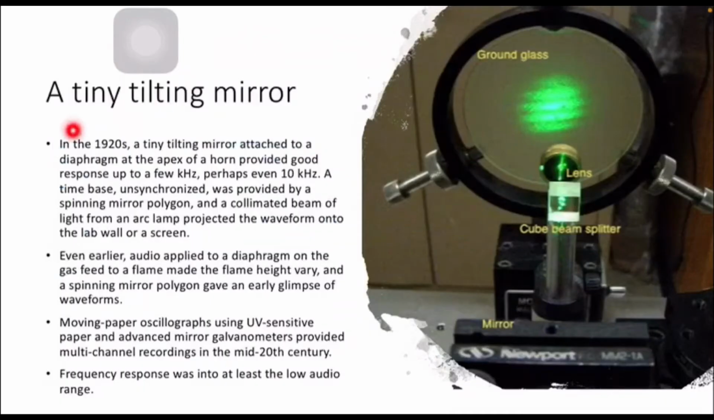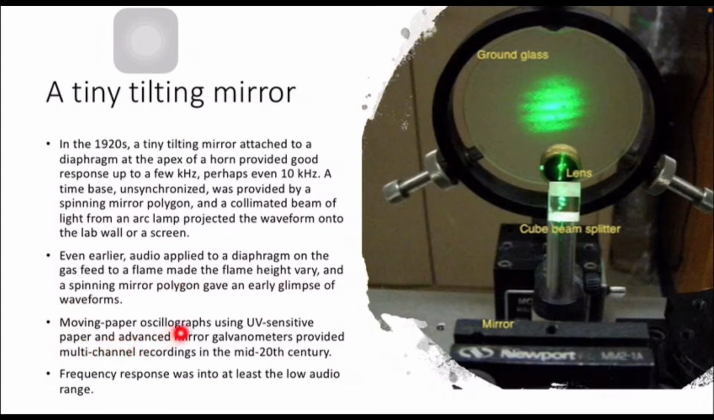After that, in the 1920s, a tiny tilting mirror attached to a diaphragm at the apex of a horn provided good response, even up to 10 kHz. A time-base sweep was provided by a spinning mirror polygon and a collimated beam of light from an arc lamp projecting the waveform onto the lab wall or a screen. Even earlier, audio applied to a diaphragm on the gas feed to a flame made the flame height vary, and a spinning mirror polygon gave an early glimpse of the waveform.